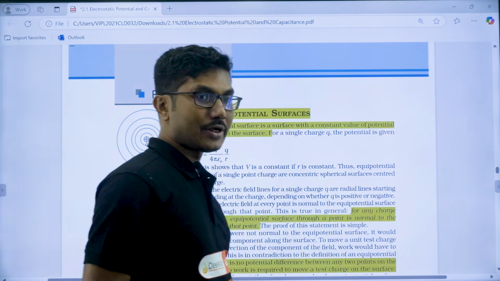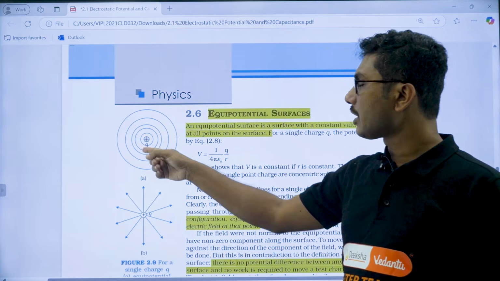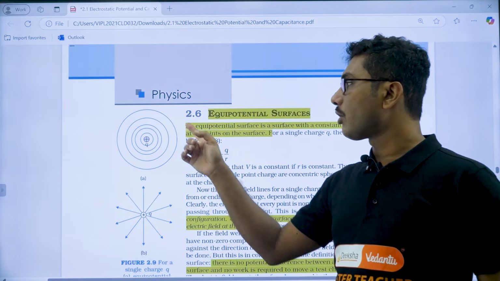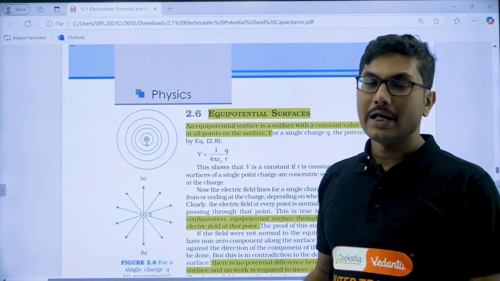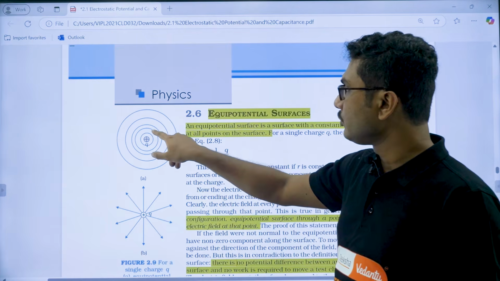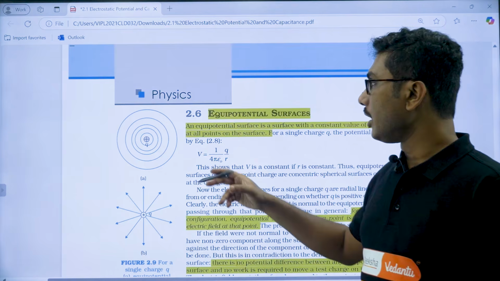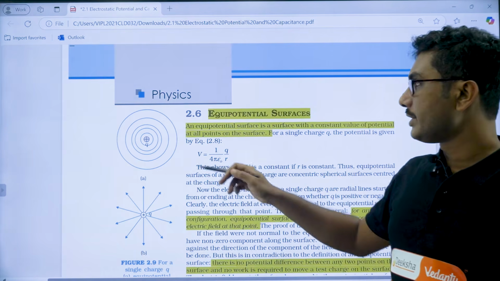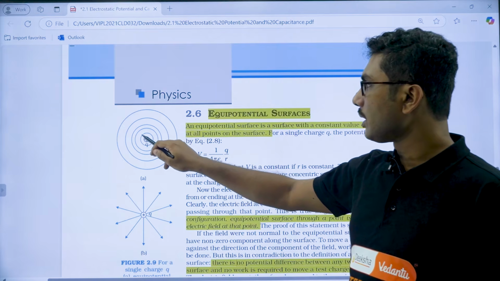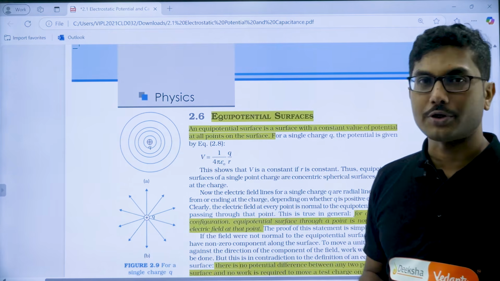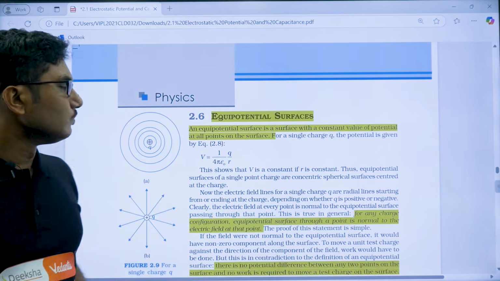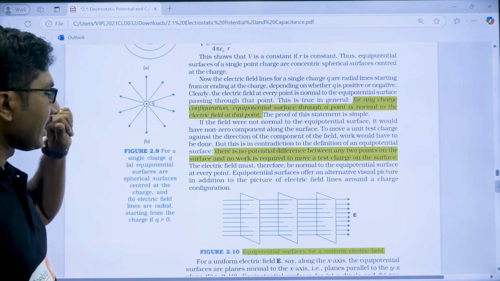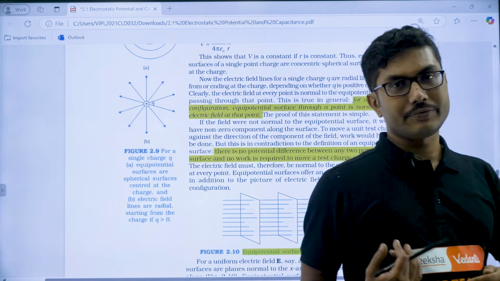For a point charge, the equipotential surfaces are concentric spheres. Each single sphere has the same potential on all its points. The sphere next to it is also an equipotential surface, but these two spheres have different potentials. That is also important to understand. All the points on this circle itself have the same potential. Clear? So the point charge is important. Positive charge or negative charge, no matter which, if it is a point charge, it will be concentric spheres.